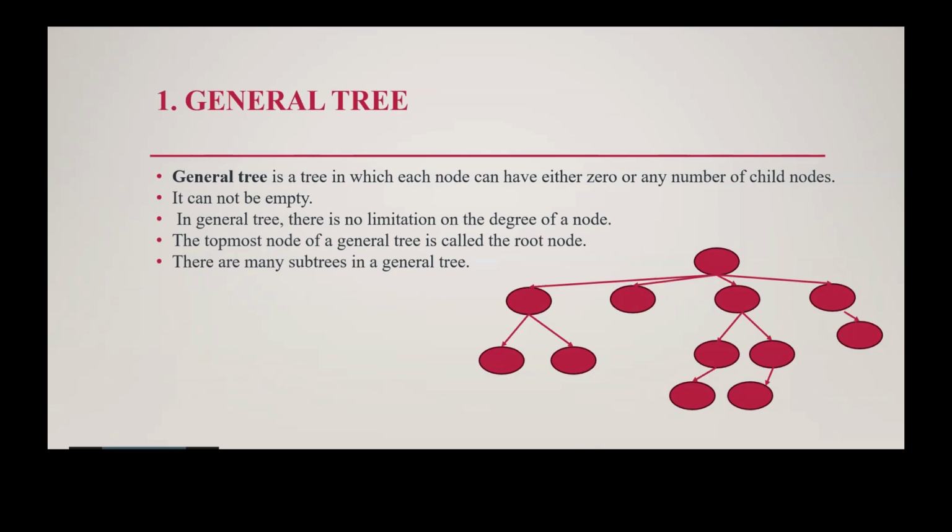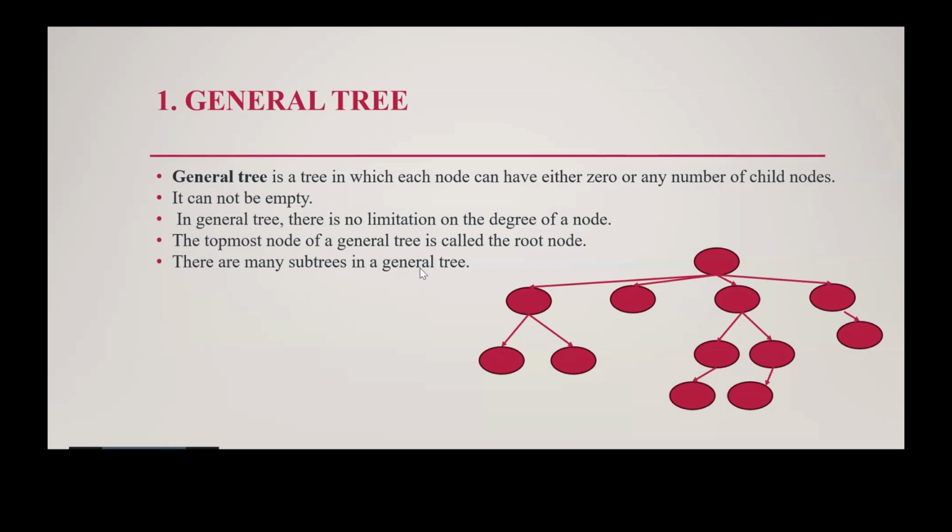It cannot be empty. In a general tree there is no limit on the degree of a node. What is a degree? The number of outgoing children, which means outgoing edges, is called the degree of a node. So here any number of children can be possible, so edges can be any number.